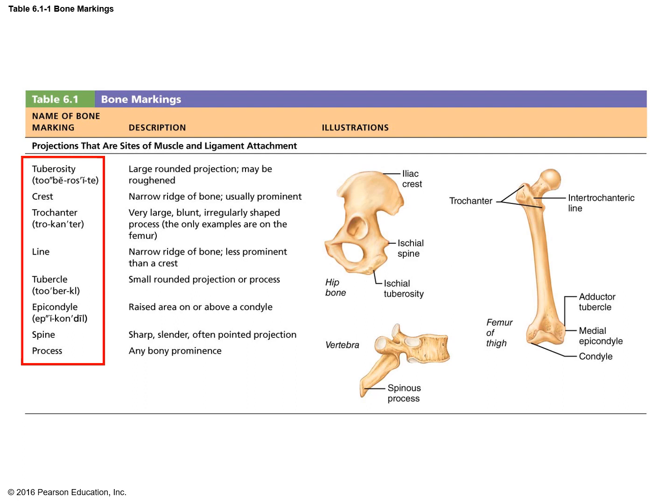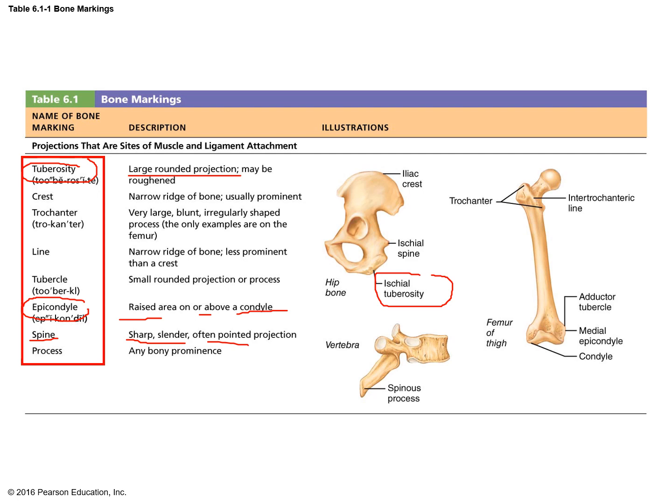So for instance, it says if you see something that has a tuberosity in its overall name, like the ischial tuberosity, that means you're looking at a large rounded projection. If you're looking at an epicondyle, that is a raised area on or above the condyle. A spine is usually sharp and slender and pointed. And as you can see from the illustration, it will give you some examples.